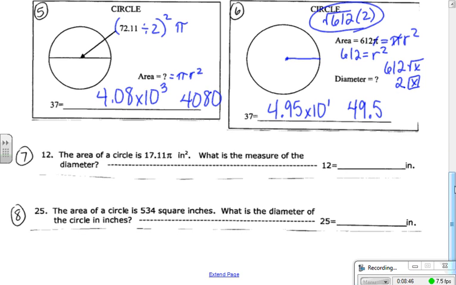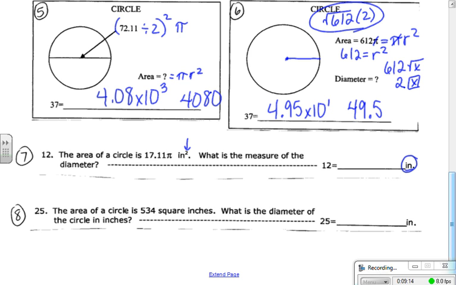Okay, number 7. The area of a circle is 17.11 pi square inches. What is the measure of the diameter? And that's going to be in inches. Whenever you have an area, you're going to have a unit that has a little 2 up at the top. That just means that it's that unit squared. It's the area. If it was cubed, that would be volume. So since that's inches squared, if we find the linear distance across, that will be in inches, and it will match the unit that we need.